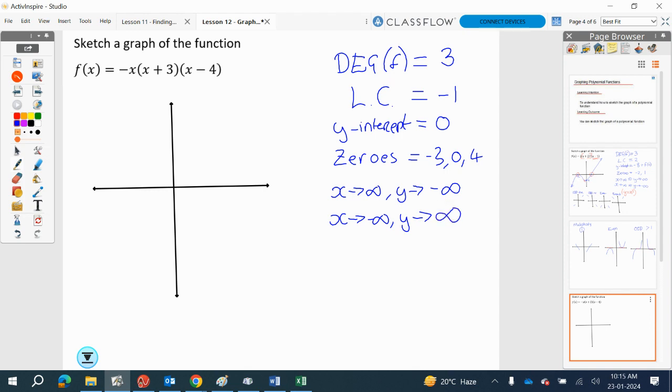So then let's plot these, -3, 0, and 4. So we want to start here, come down like that, go down like this, go down like that. But how do you know at which point it starts to turn back around to get to the other two? You don't necessarily, it's a sketch. Don't put a scale, just mark the information that you do know.